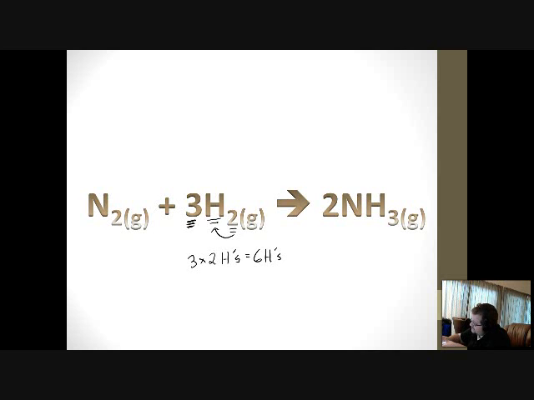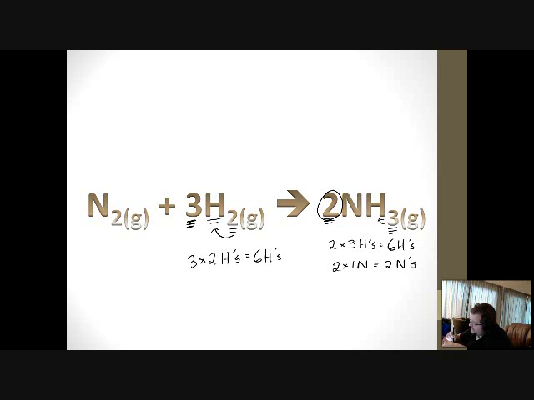Let's repeat the same process for NH3. I have a 2 out front that applies to both the N and the H. I've got a 3 that only applies to the H. So whereas before we said we had 3 H's and 1 N, we now have to take our 2 into account by saying 2 times 3 H's for a total of 6 H's, or 2 times our 1 N for a total of 2 N's.